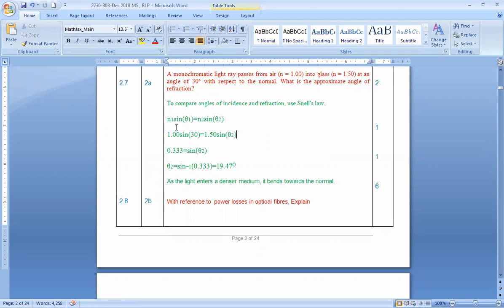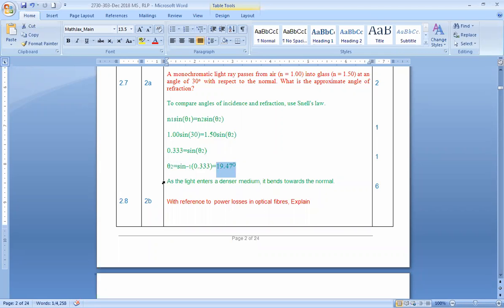So we take n1 as 1 and then sine theta 1. We know that theta 1 is about 30 degrees, and n2 is 1.5, and we need to find out theta 2. So we can make use of the inverse property. 1 into sine 30, divided by 1.5. This 1.5 comes down, so I'm left with only sine theta 2. To find theta 2, I take the sine inverse of this value, which is 0.33, and I should get about 19.47 degrees. So this is going to be the angle.